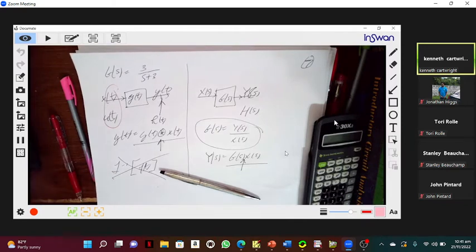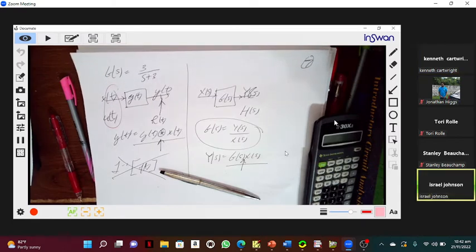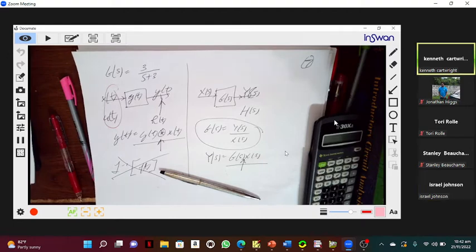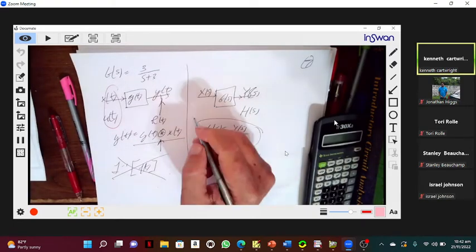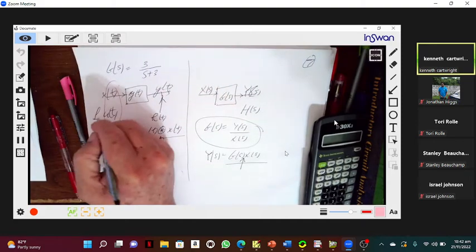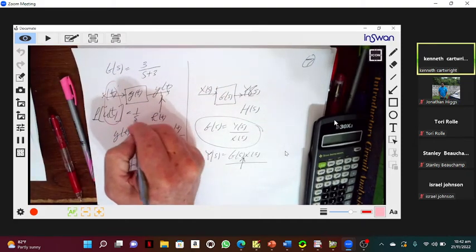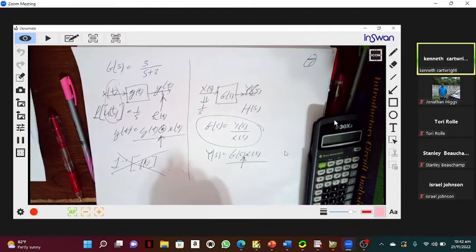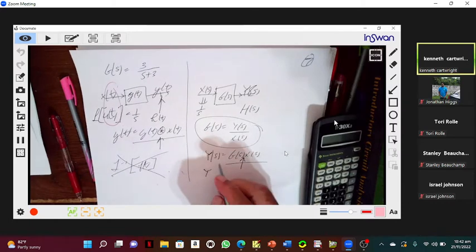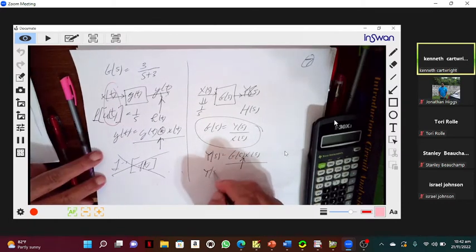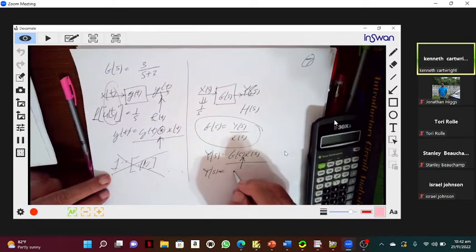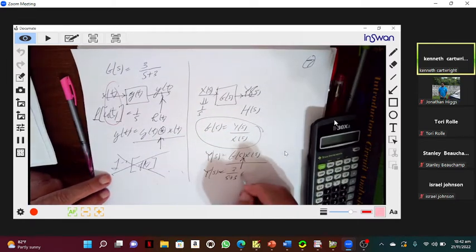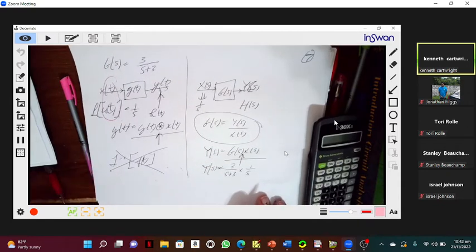If X of T is U of T, what is X of S? In the Laplace domain, that's 1 over S, because Laplace of U of T is 1 over S. So now what's the output? The step response. Y of S equals what? G of S, the transfer function, which is 3 over S plus 3, times 1 over S, the input Laplace.